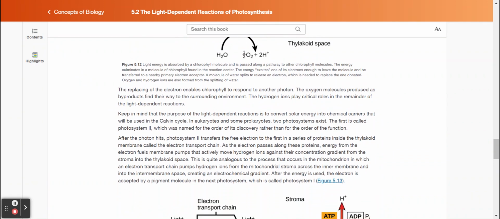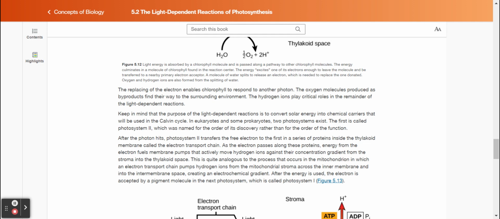The replacing of the electron enables chlorophyll to respond to another photon. The oxygen molecules produced as byproducts find their way to the surrounding environment. The hydrogen ions play critical roles in the remainder of the light-dependent reactions. Keep in mind that the purpose of the light-dependent reactions is to convert solar energy into chemical carriers that will be used in the Calvin cycle.